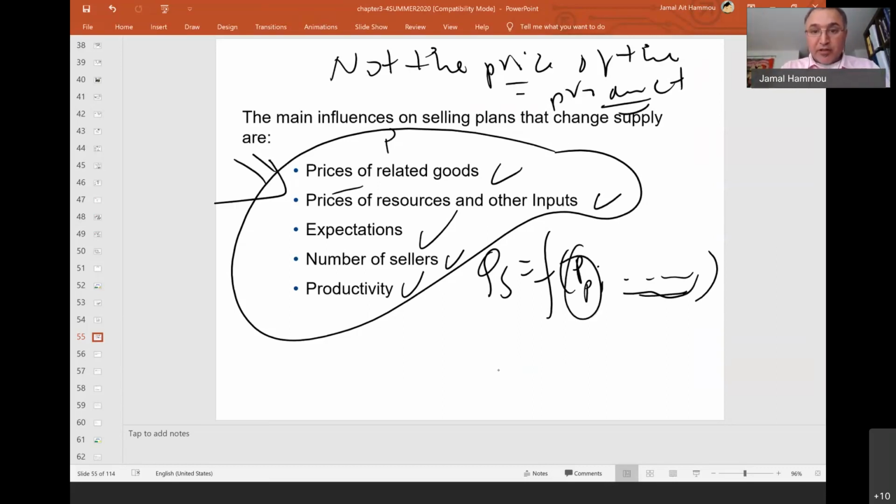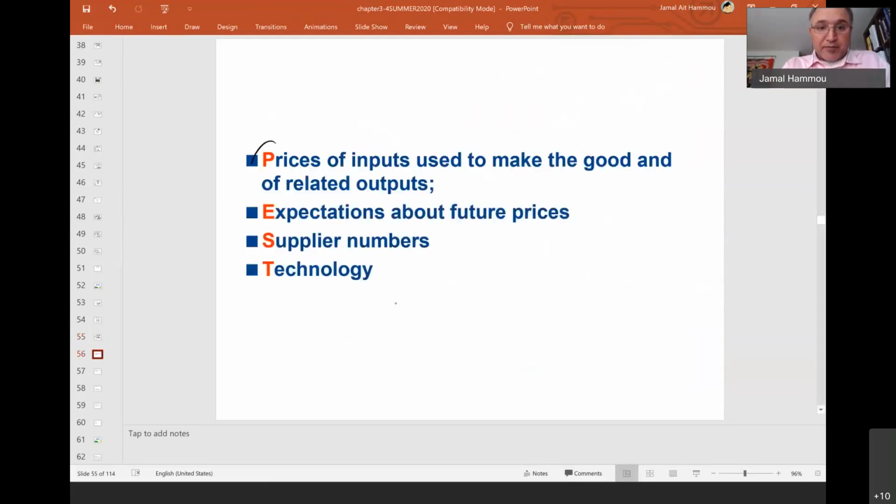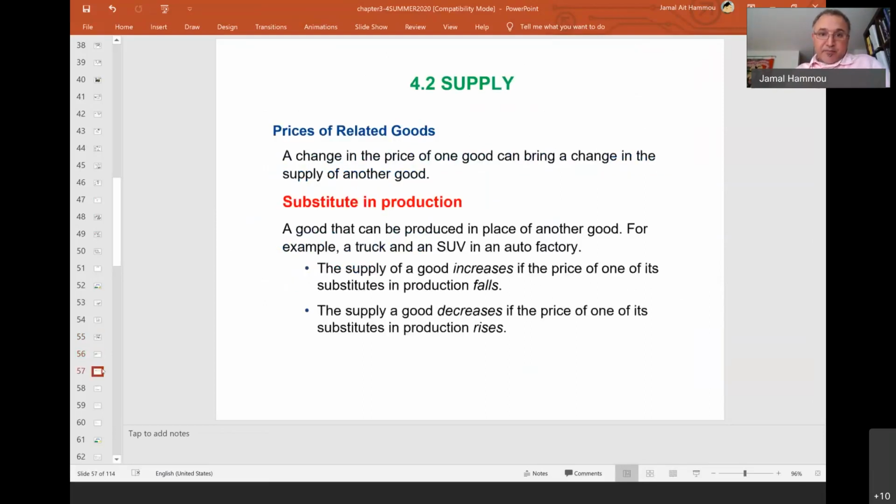We're going to talk about related goods in production. We're going to talk about the cost of producing goods. We're going to talk about expectation for the future, number of sellers, and productivity, and how each one of them will affect the supply curve. So remember, we have the price of inputs, expectation, number of sellers, technology. Okay, that's each one at a time. So let's talk about the price of related goods.